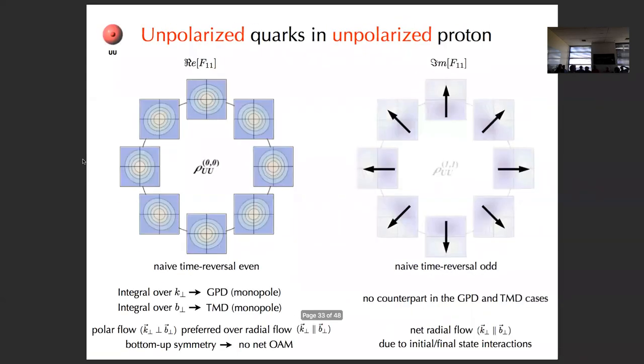Can I ask a question? I mean, the Wilson line we have in the operator, and we can just talk about this object for the nucleon alone. At least that's what we do. So we don't have to embed it in the process. So now, how does this picture of outward going flow connect with confinement?